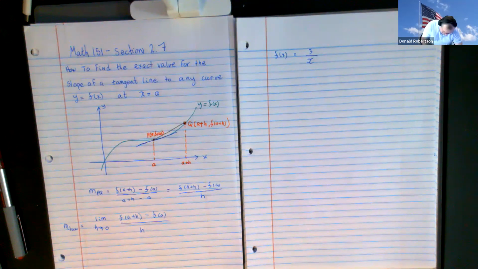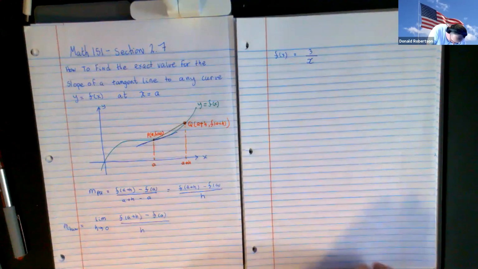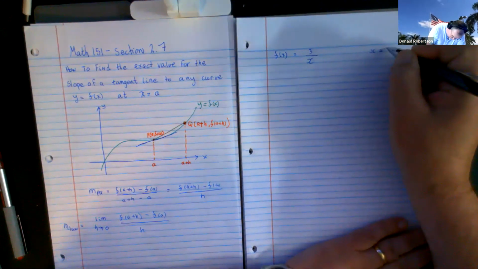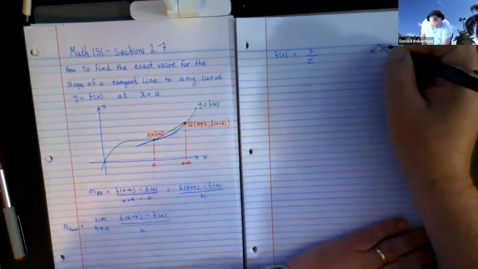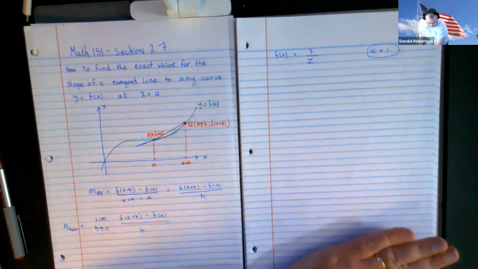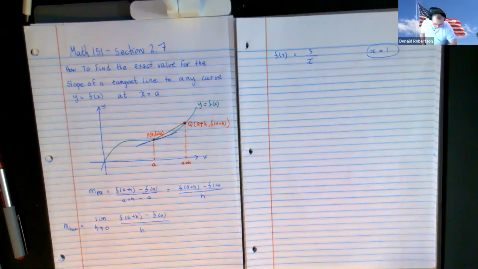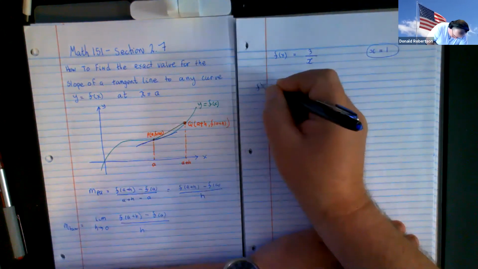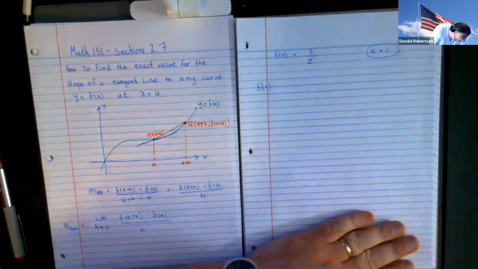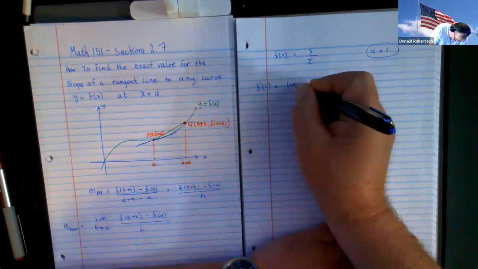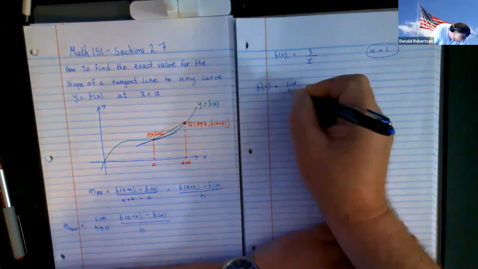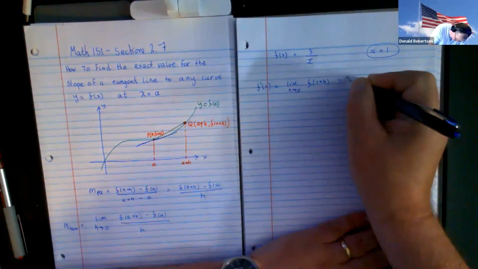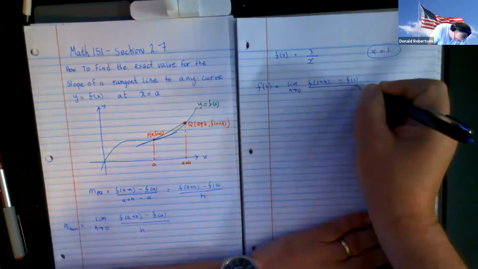So here is a function, and I would like to know what it's like at 1, right? So I'd like to know the slope of that tangent line at x equals 1. So that guy. So it's going to be the limit as h tends to 0 of f of 1 plus h, take away f of 1, all over h.